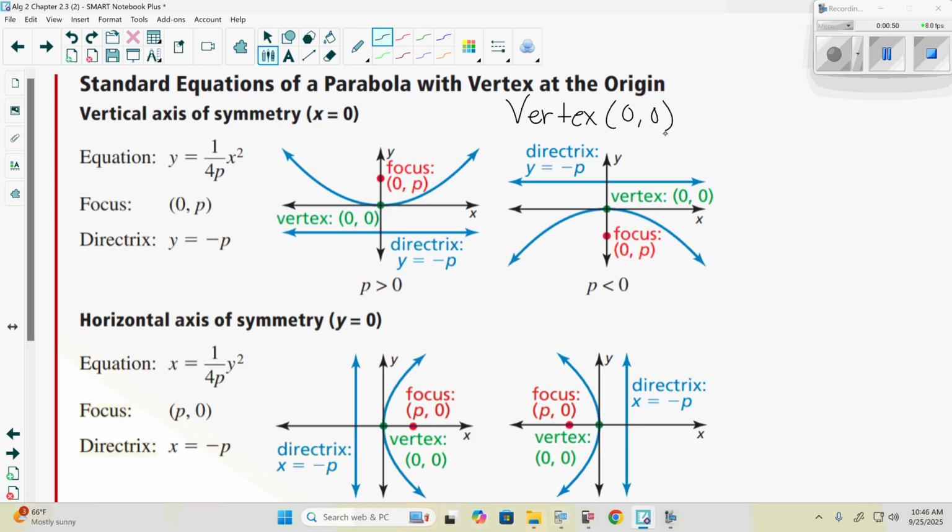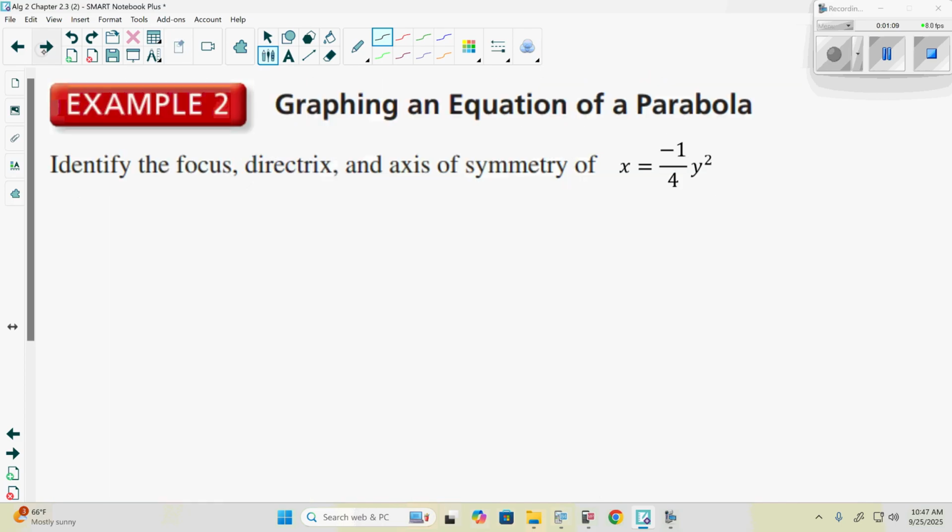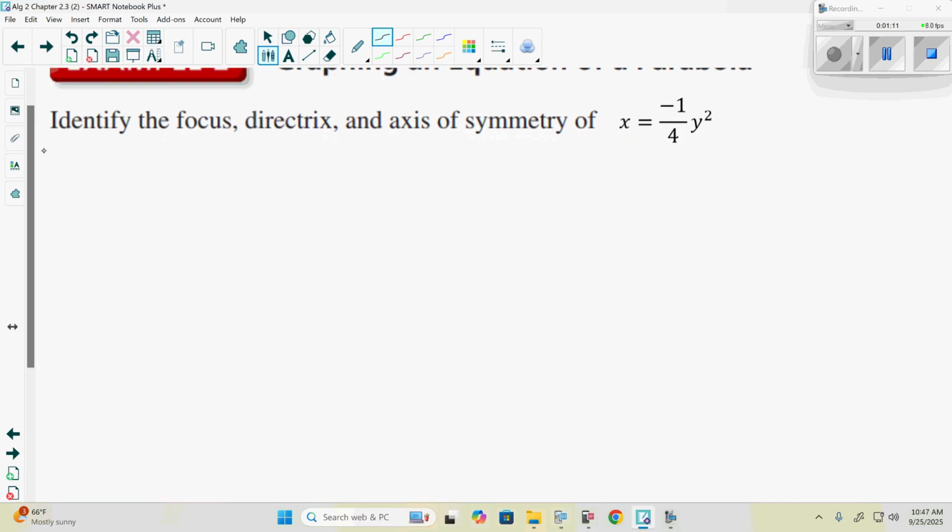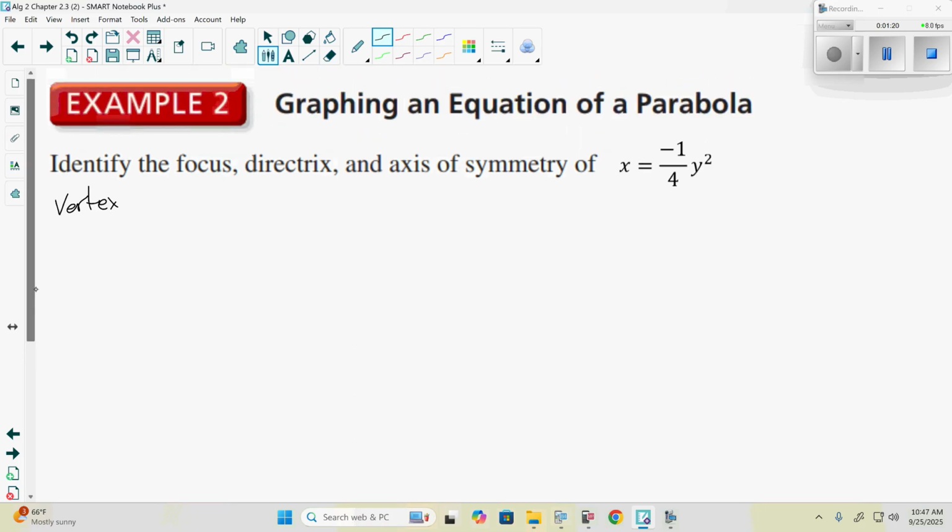0. So these forms here, y equals 1 over 4p times x squared, we can think of the 1 over 4p as just a. Both of these are just a. And we're going to do the same thing, just filling in h and k as 0. So when we look at this first example here, we want to identify the vertex, focus, directrix, and axis of symmetry from x equals negative 1 over 4 y squared.